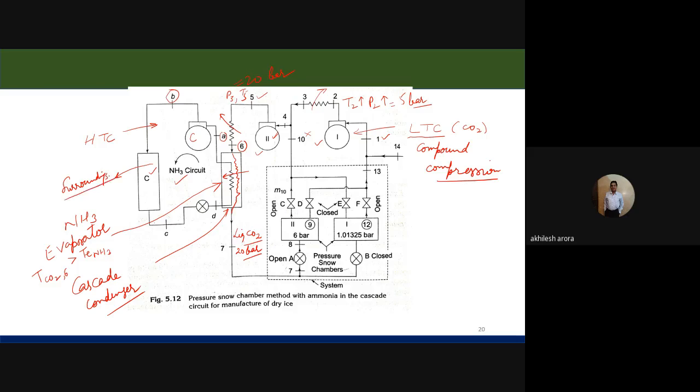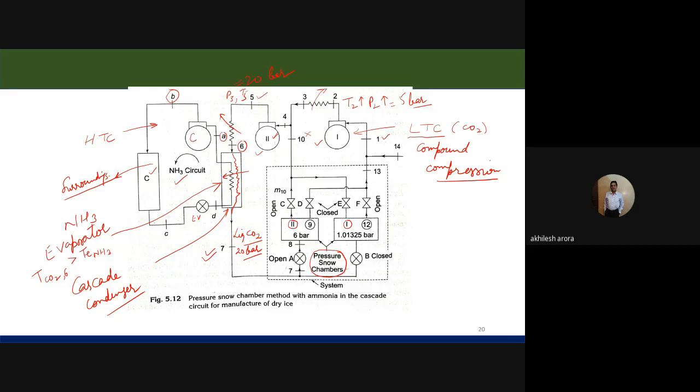Once again it is passed through an expansion valve and then through the evaporator. We have talked about this in the earlier class also. Now we should focus on point number 7. What happens at point number 7? Now we have two snow chambers. This is snow chamber number 1, and this is snow chamber number 2.